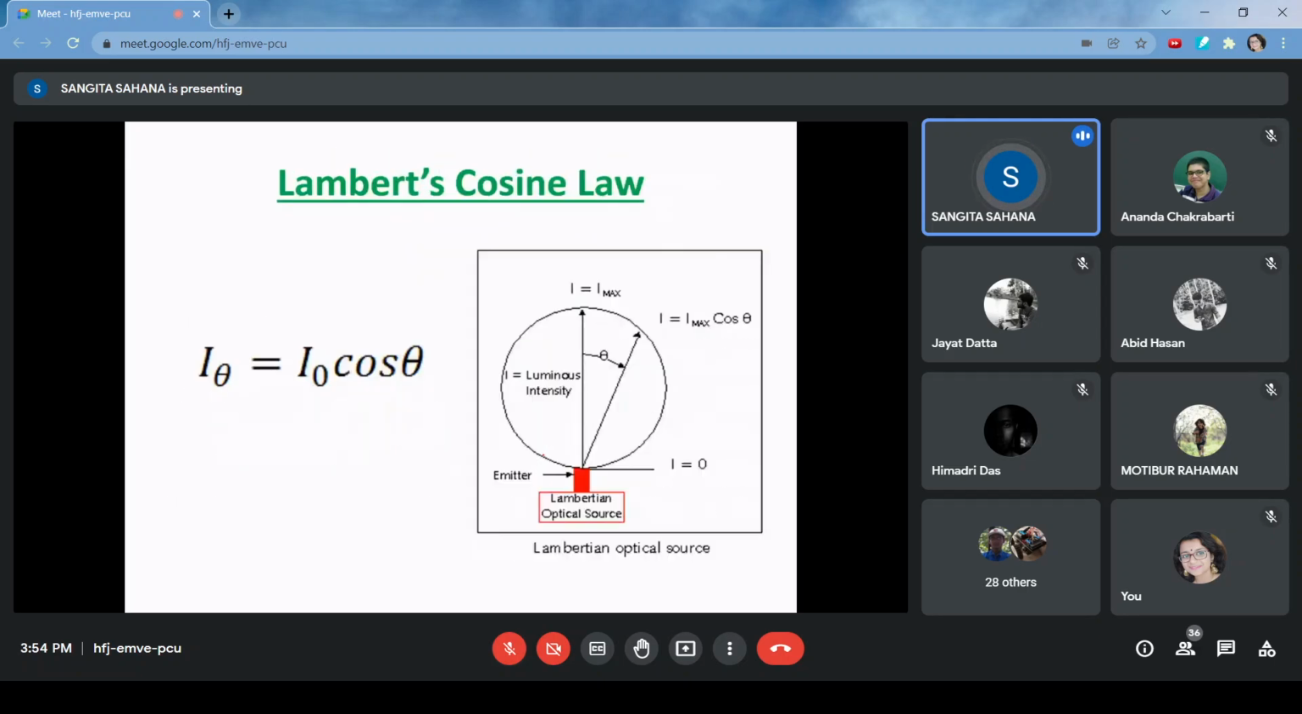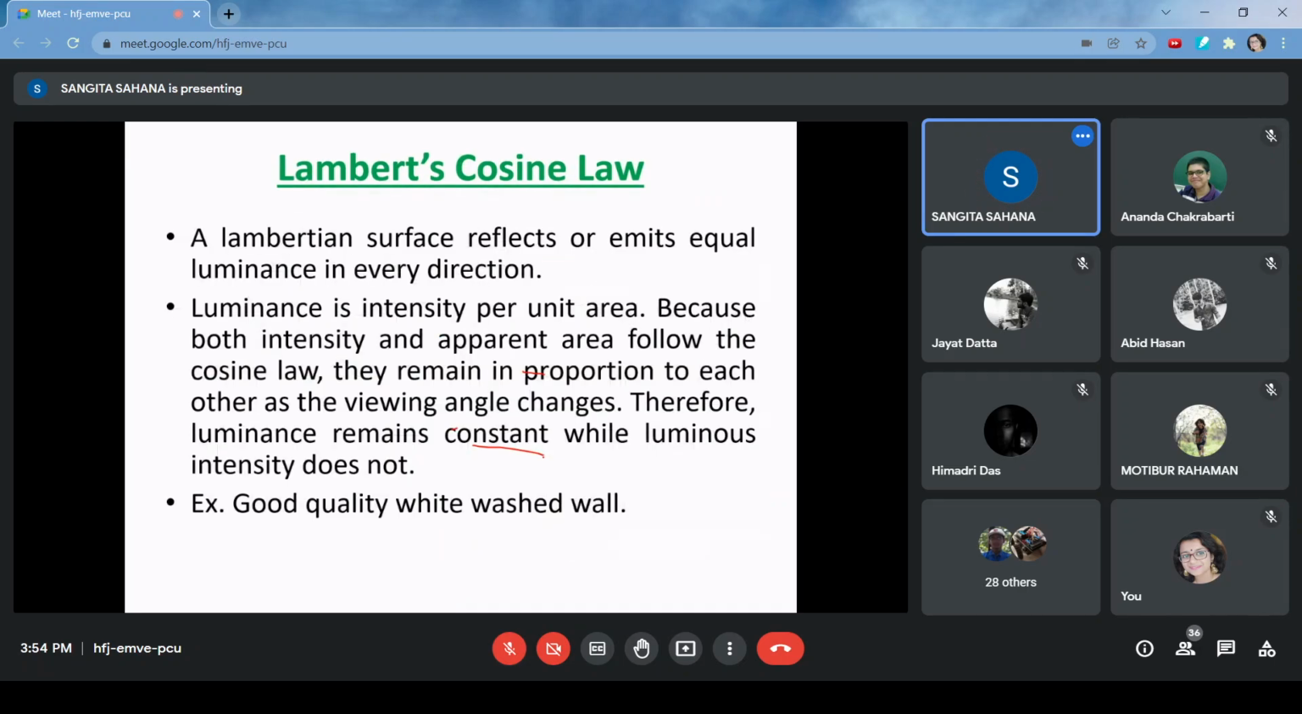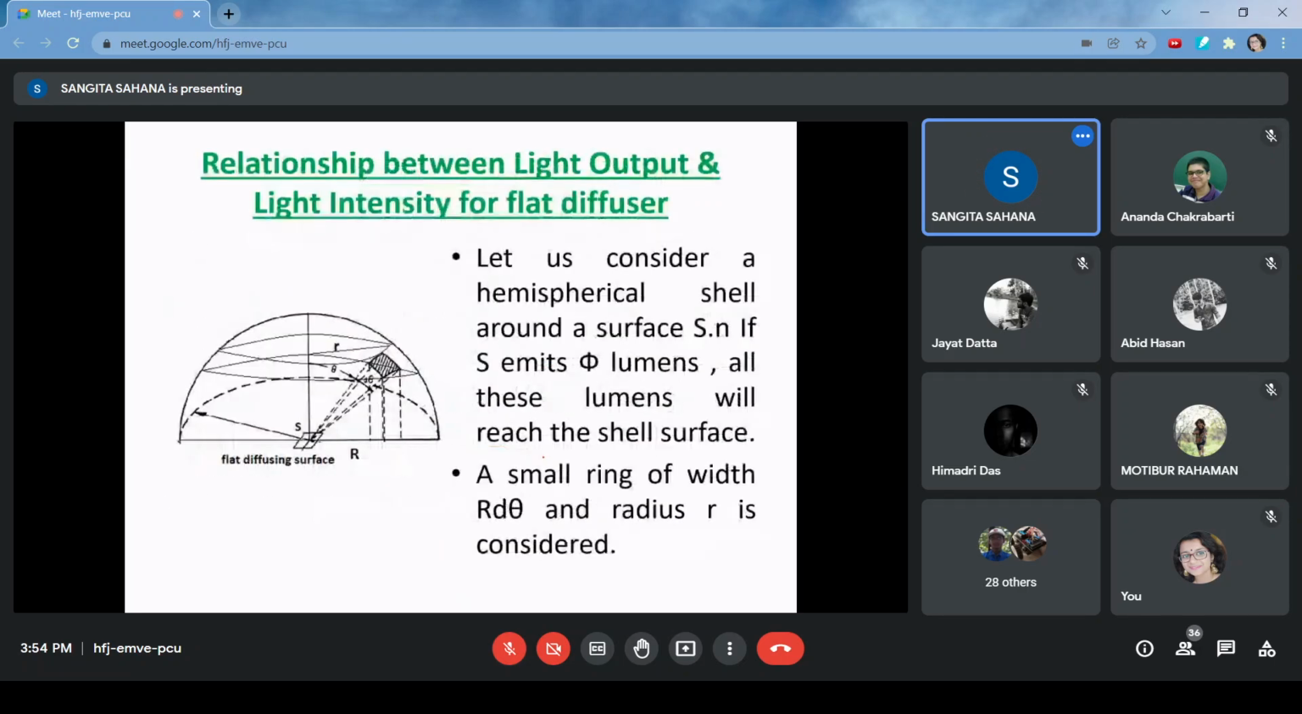Is this one okay? So we call any source a Lambertian surface or Lambertian source if it emits luminous flux in such a way that the luminance is the same regardless of viewing angle. Then this is the relationship between light output and light intensity for a flat diffuser.